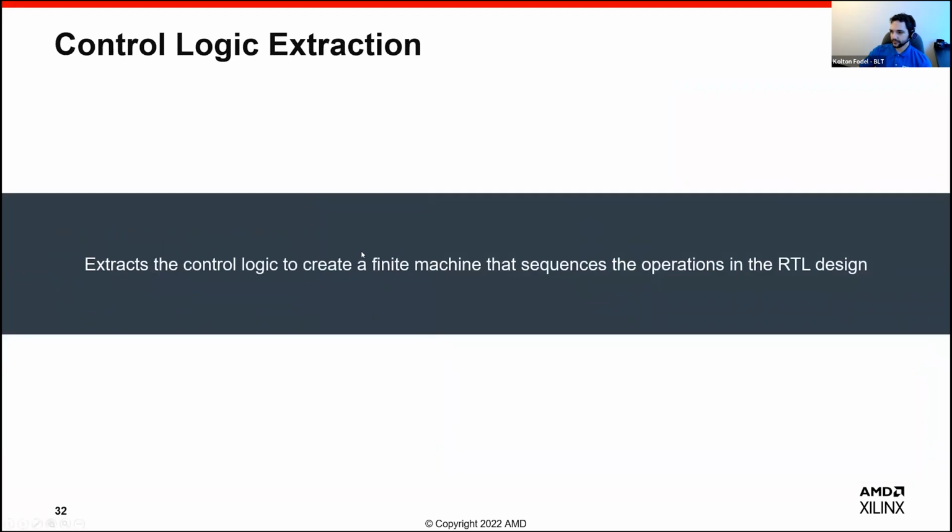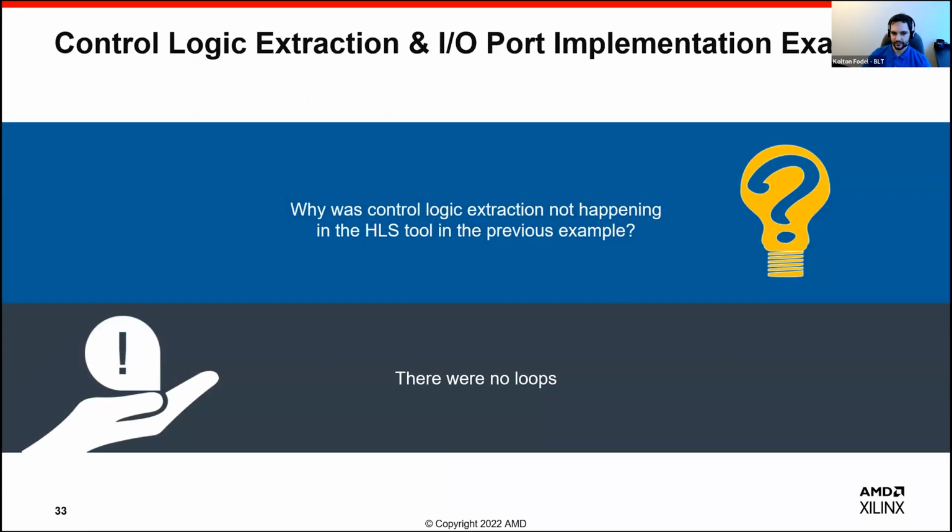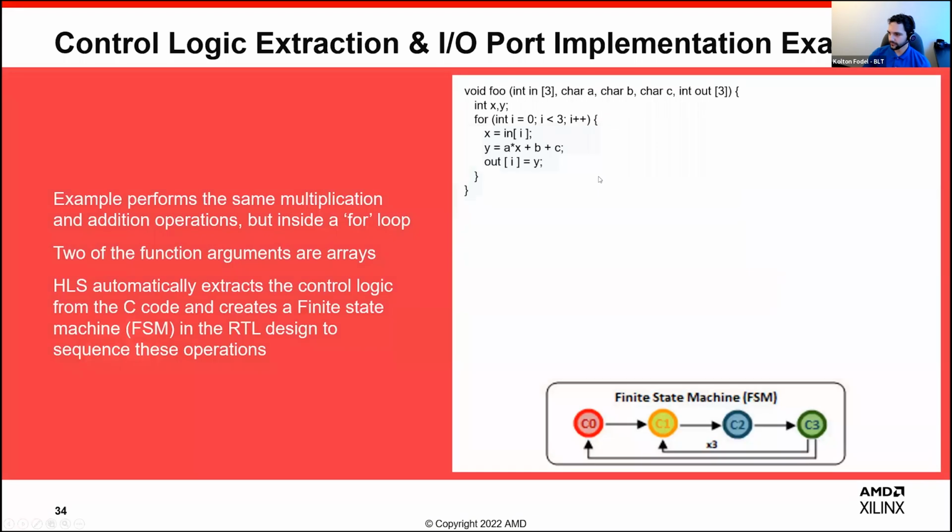So the control logic extraction phase will look at the code and determine if it needs to create a finite state machine to handle the data flowing through the design. In the previous example, there was no control logic extraction, and that's because there were no loops. So it didn't need to have any memory over anything there. In this example here, it's the same arithmetic, but now it's looping through an input array.